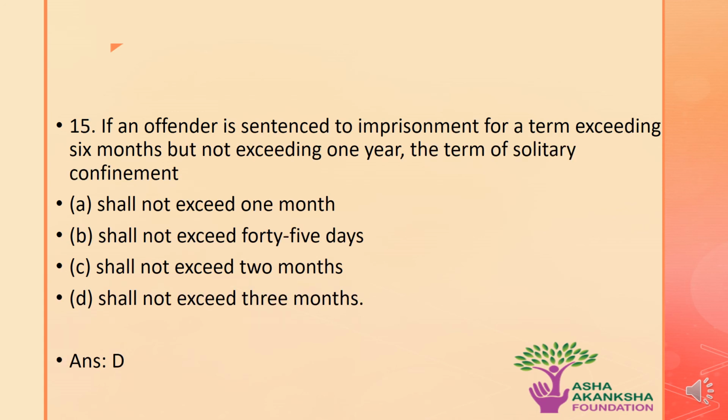The next question is, if an offender is sentenced to imprisonment for a term exceeding 6 months but not exceeding 1 year, the term of solitary confinement shall be dealt in which manner? The options are A, the solitary confinement shall not exceed 1 month, B, the solitary confinement shall not exceed 45 days, C, the solitary confinement shall not exceed 2 months, or D, it shall not exceed 3 months. The correct answer to this question is option D, that is, if an offender is sentenced to imprisonment for a term exceeding 6 months but not exceeding 1 year, the term of solitary confinement shall not exceed 3 months.